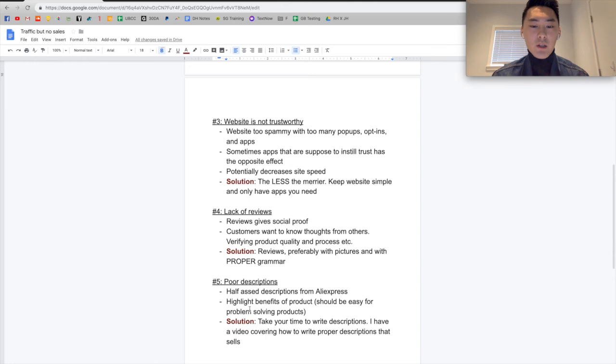So the solution here is, take your time to write the descriptions. And I explained in detail how to do that in the other video. So, proper descriptions and proper paragraphs, highlighting the benefits and not the features. Always support your benefits with the features alongside them. But your main cash line and your main paragraphs should be about the benefits and how it will make the customers feel better, or how it'll benefit them in some way.